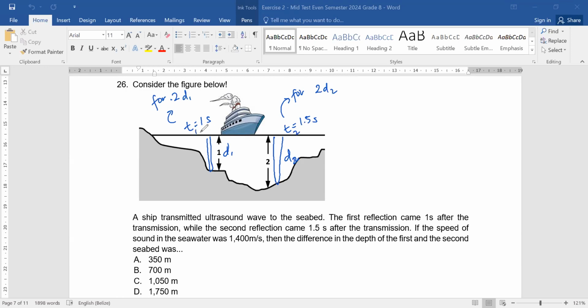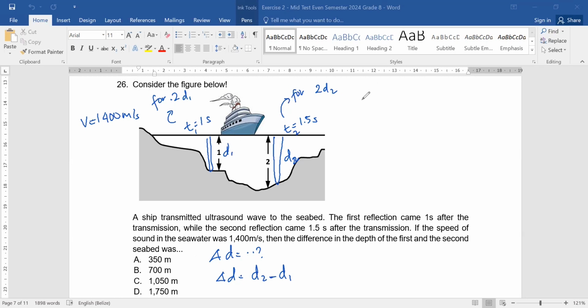And now what is the question? If the speed of the sound in the seawater is 1,400 meters per second, you need to count the difference in depth of the first and the second seabed. So actually it's asking what is the difference in D between them, right? So delta D is D2 minus D1. So of course we need to count D1 and D2 first, right?